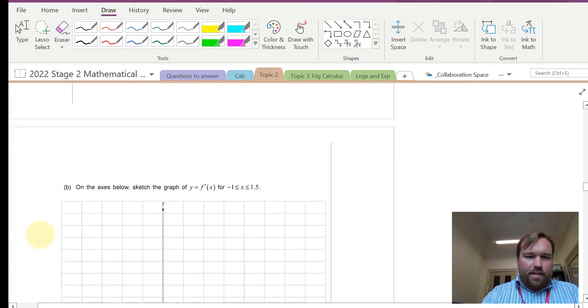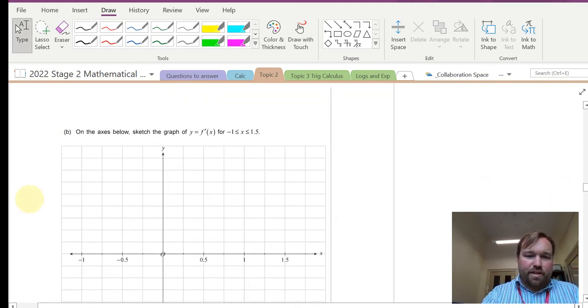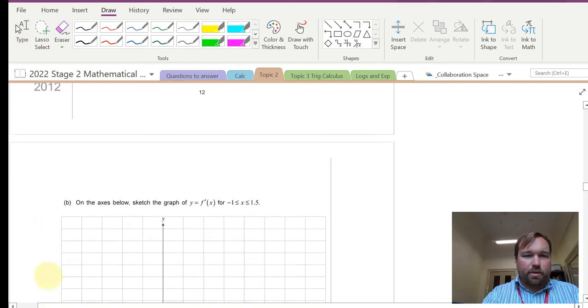Cool. On the axis below, sketch the graph for f'(x). Alright. You can probably see where I'm going with this.